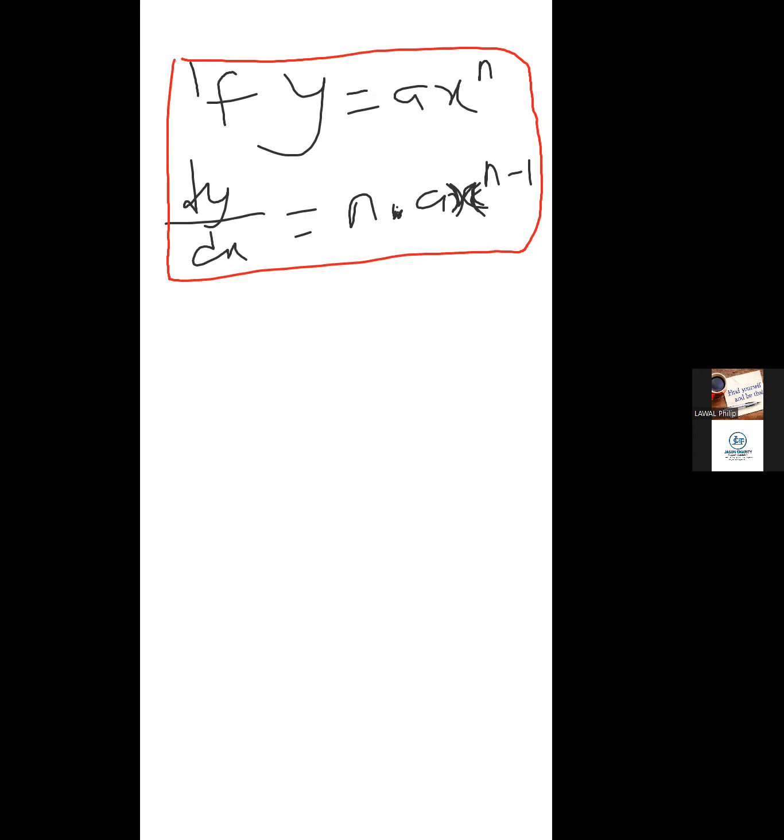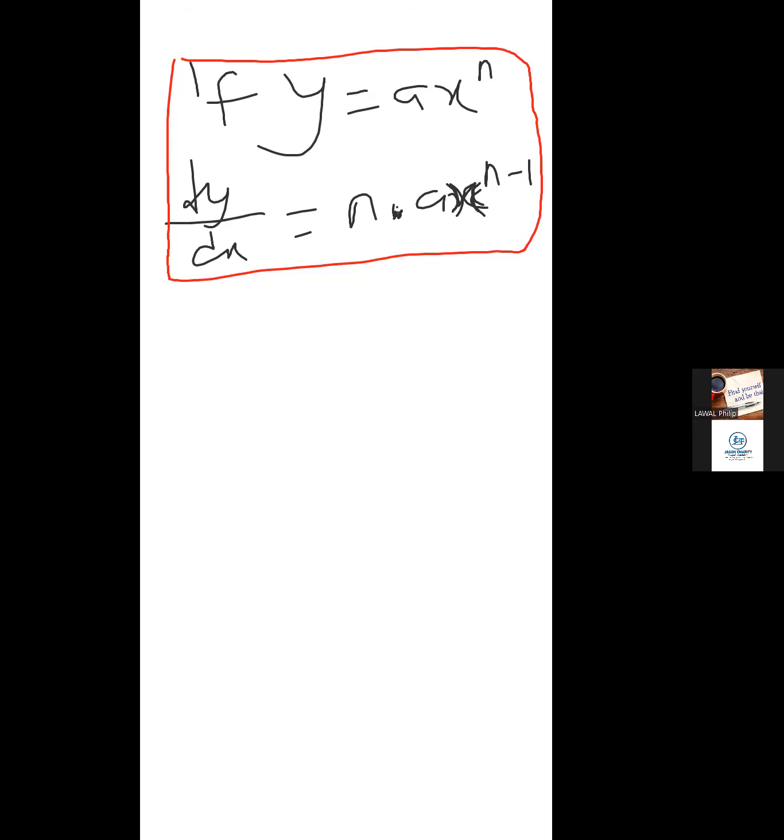If you have an equation that says y is equal to ax raised to power n, then our dy dx will be n dot ax raised to power n minus 1. And once you are able to understand this, you don't have problems with differentiation. The only thing is that you need to now learn some rules of how to go about your differentiation. There's a lot of rules you need to learn about differentiation.